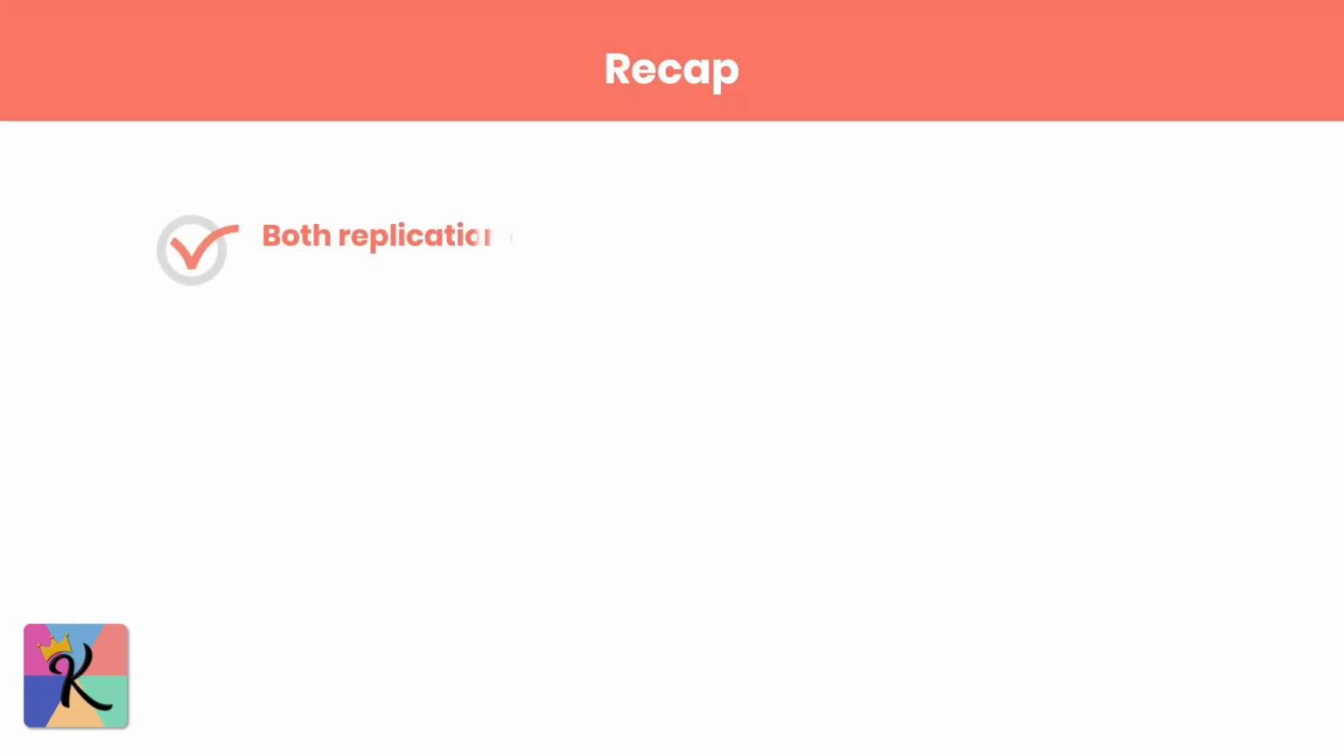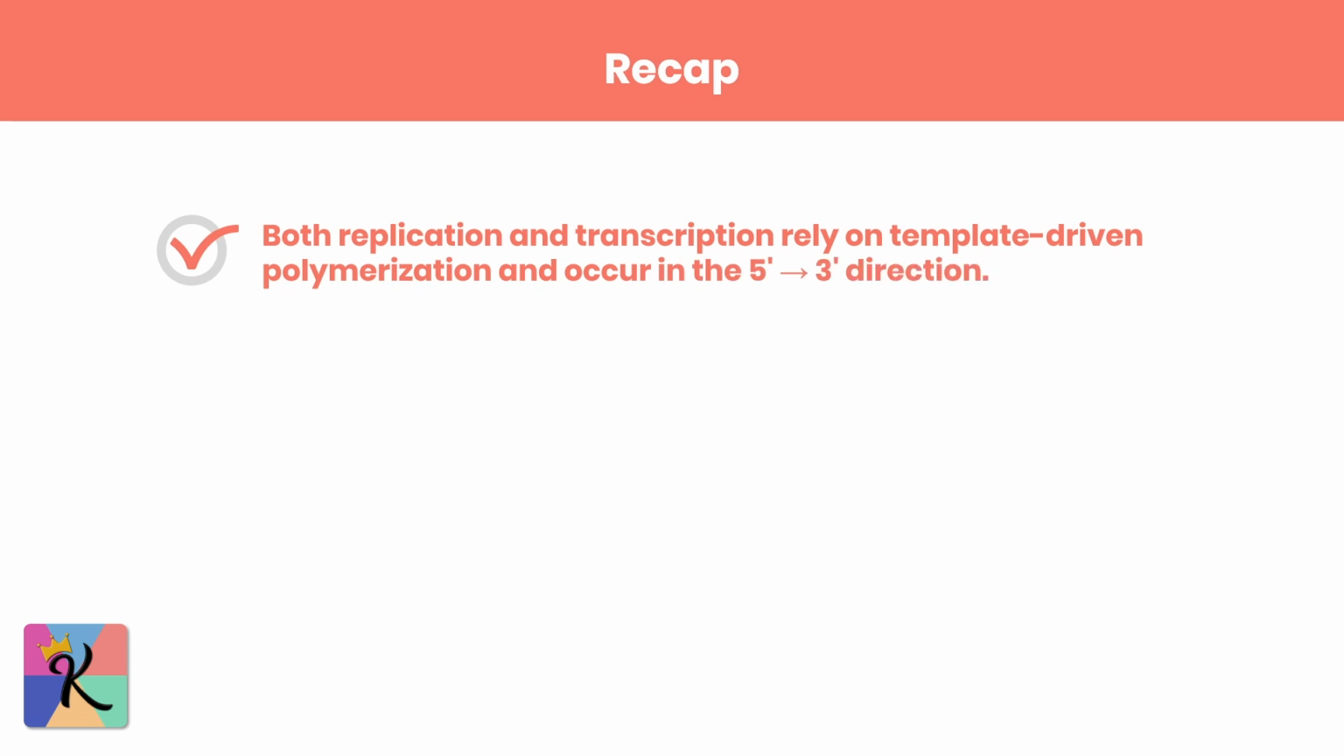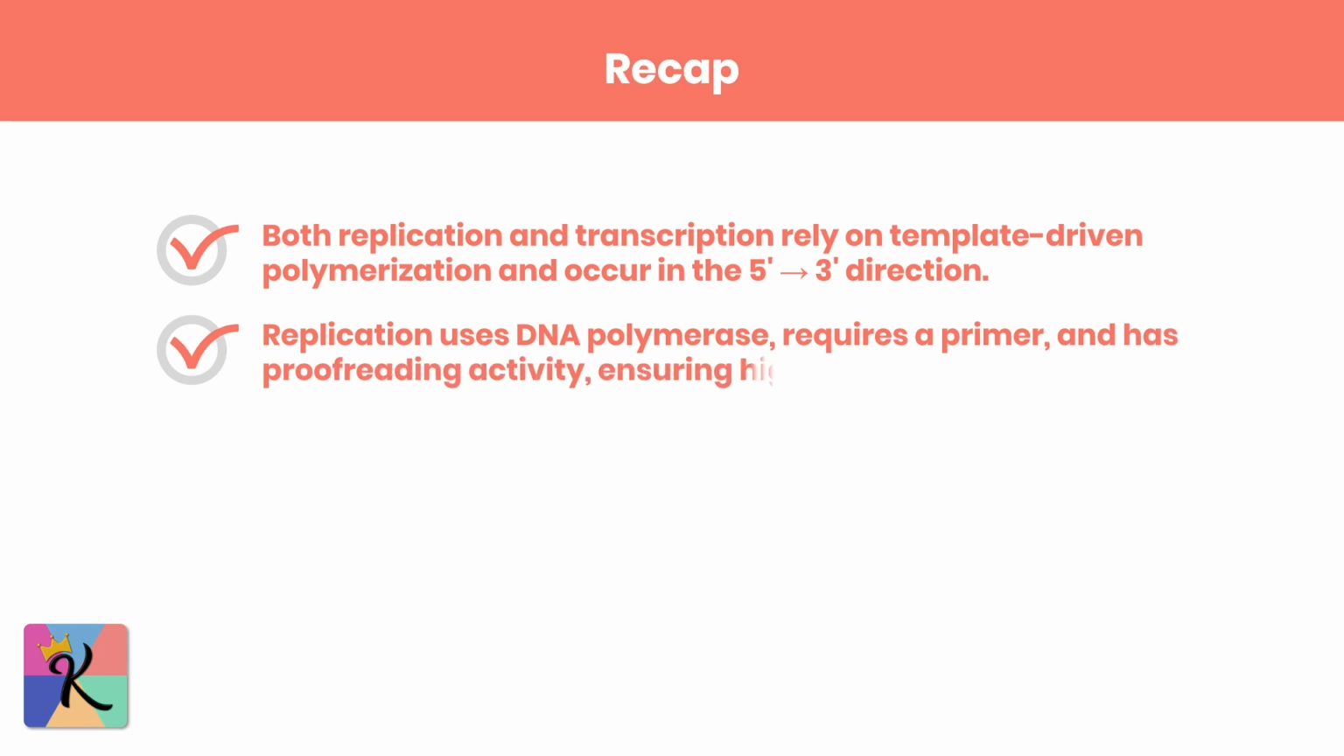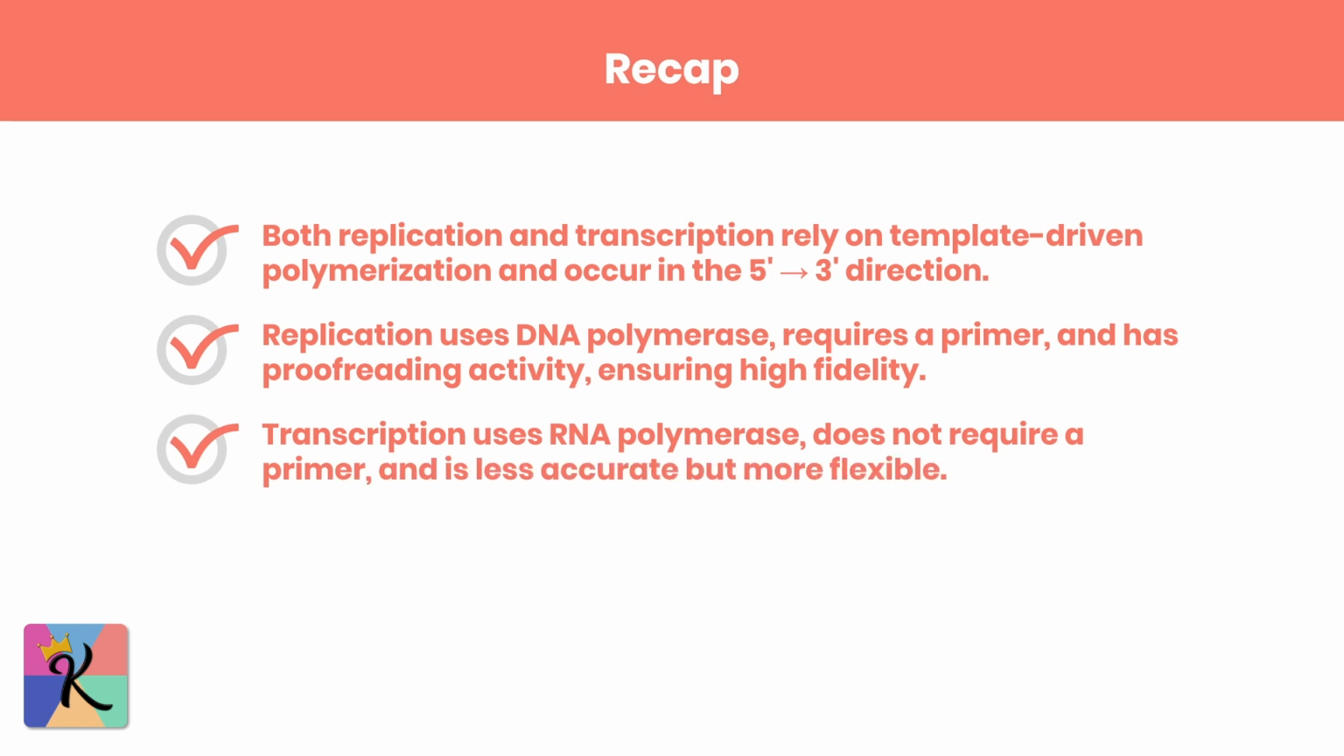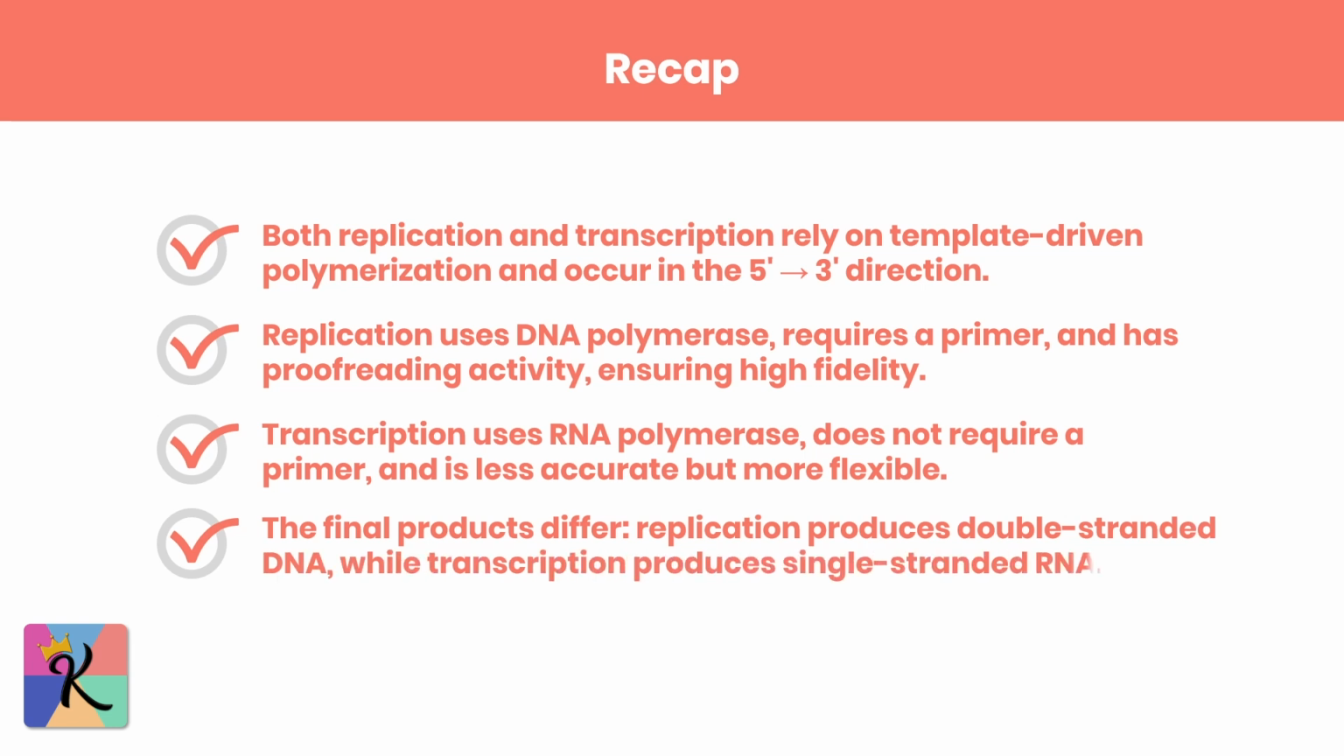Let's summarize. Both replication and transcription rely on template-driven polymerization and occur in the 5'-3' direction. Replication uses DNA polymerase, requires a primer, and has proofreading activity, ensuring high fidelity. Transcription uses RNA polymerase, does not require a primer, and is less accurate but more flexible. The final products differ. Replication produces double-stranded DNA, while transcription produces single-stranded RNA.